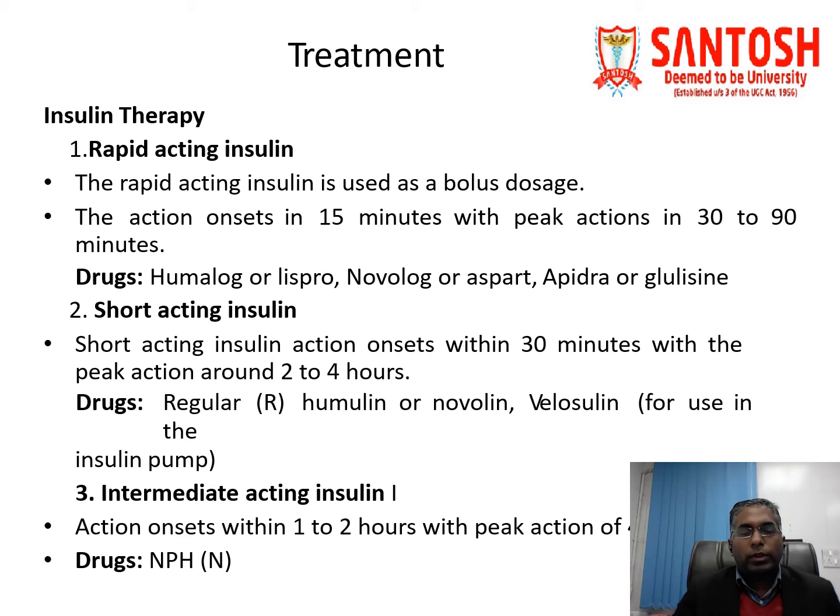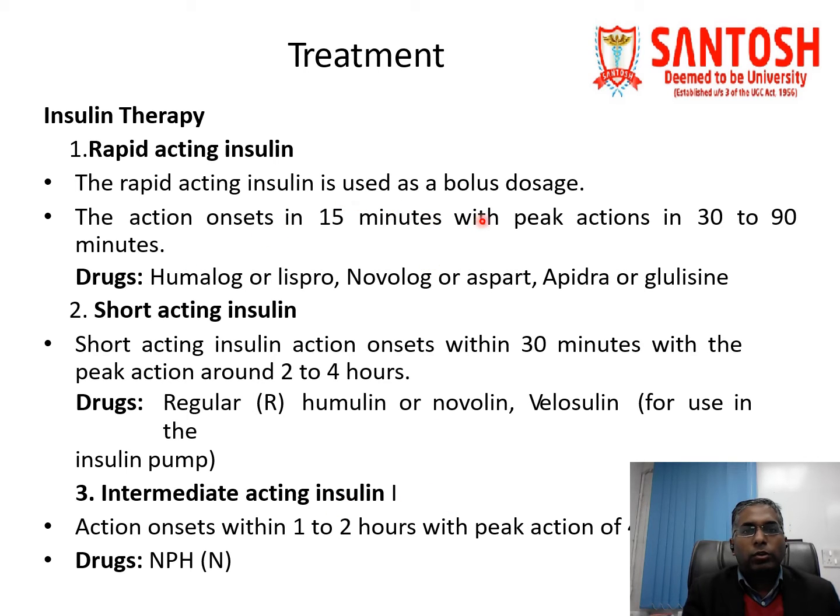As we know that in the pathology there is absolute insulin deficiency, it means that only insulin is the treatment of choice in patients of type 1 diabetes mellitus. We all should know that insulin therapy is given by various available insulins in the form of rapid acting insulin, short acting insulin, or intermediate acting insulin.